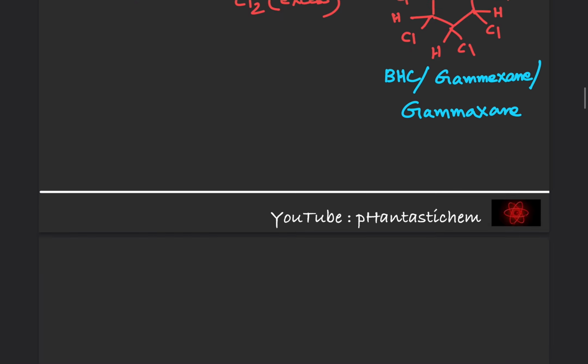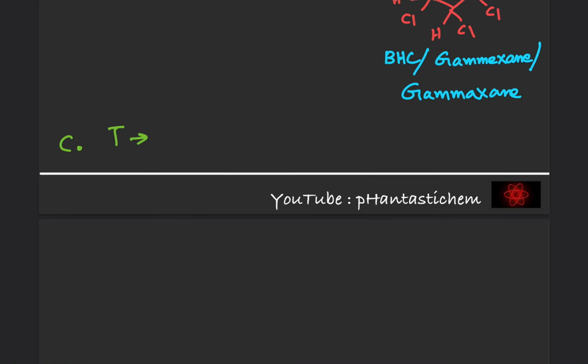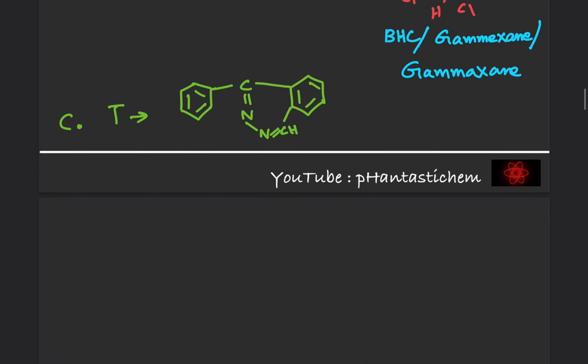Coming to statement C, it says that T is a heterocyclic compound. Okay, so the structure of T is benzene ring, C double bond N connected to benzene ring, N double bond CH. So cyclic compounds containing one or more heteroatoms, that is atoms other than carbon and hydrogen in their rings, are known as heterocyclic compounds.